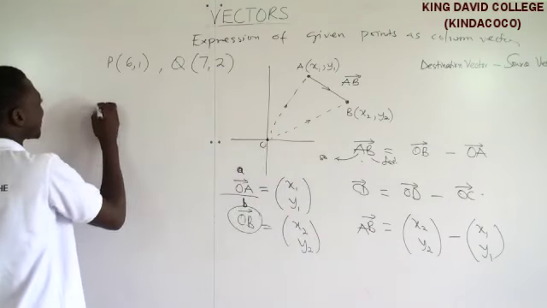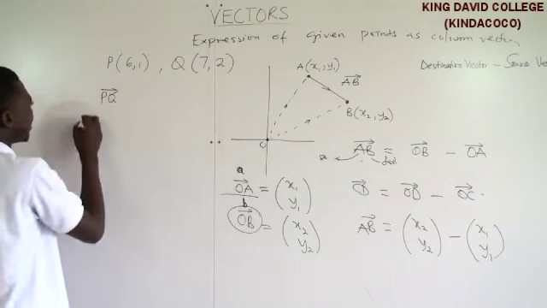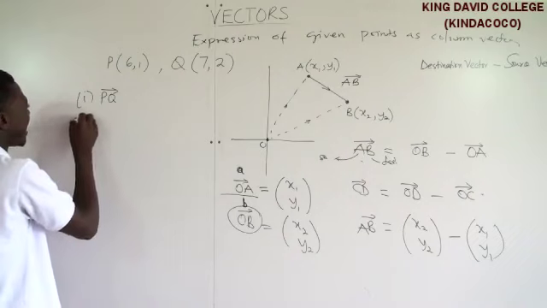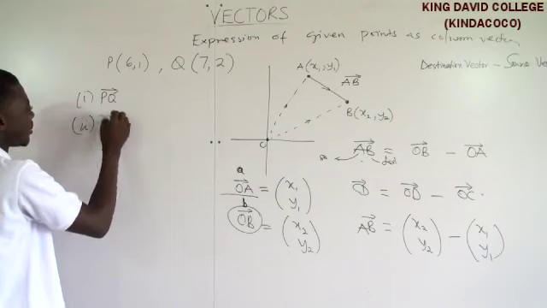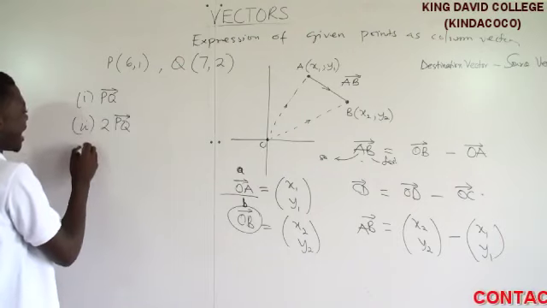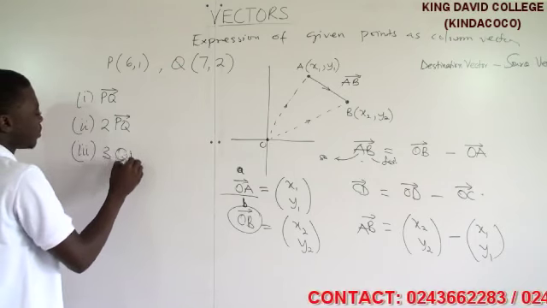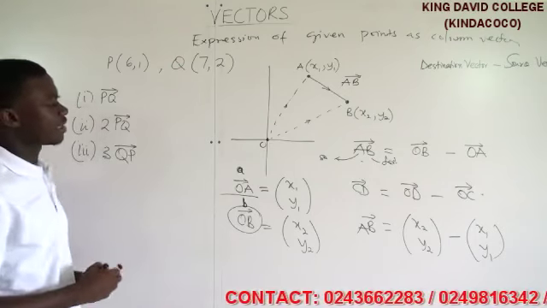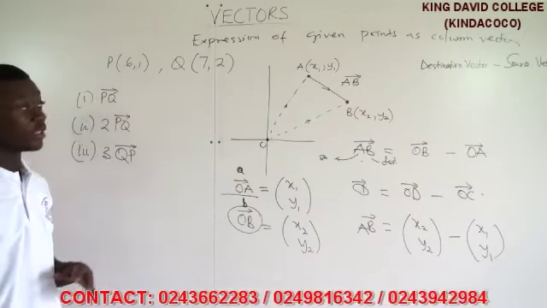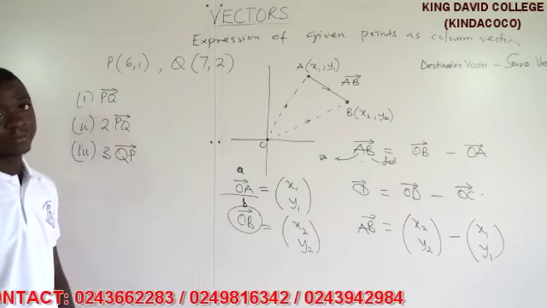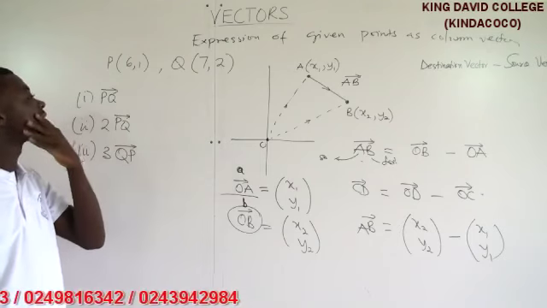Then I'm asking you to find vector PQ, and then find 2 times vector PQ, an application of what we did, and then I'm asking you to find 3 times vector QP. Okay, so we are having this situation. So you can pause the video and try and see if you can do it. Alright, so I guess you have answers.